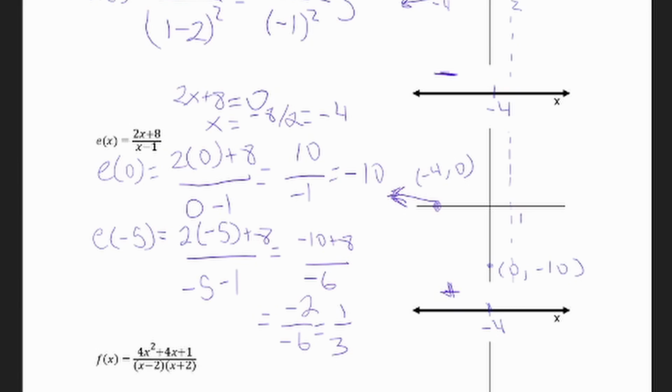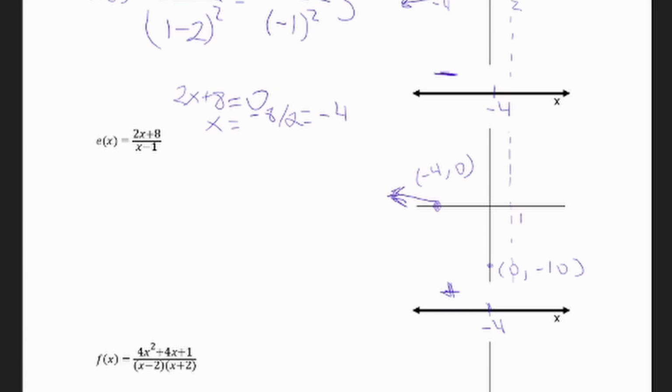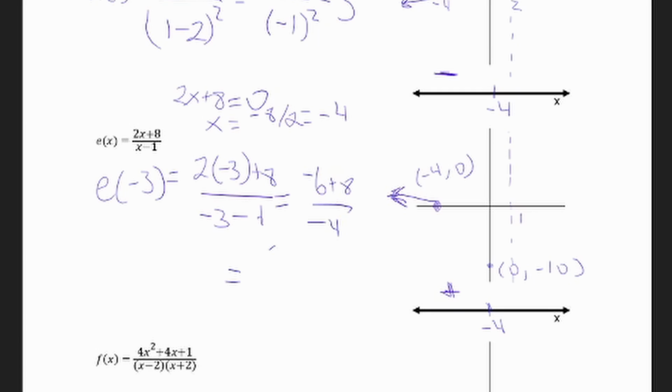And then we'll test all the x values greater than negative 4 up until x equals 1. Okay, so let's test out e of negative 3, since that is between negative 4 and positive 1. So we'll have 2 times negative 3 plus 8 over negative 3 minus 1. And that will give us negative 6 plus 8 over negative 4, which will give us positive 2 over negative 4, which will give us a negative 1/2. And so that is going to be negative.